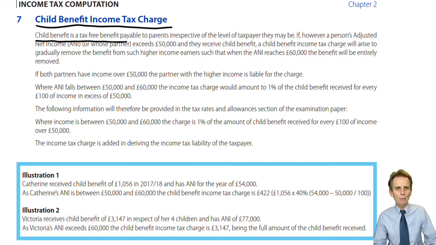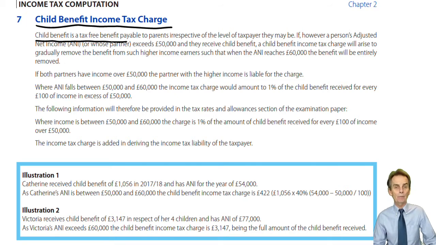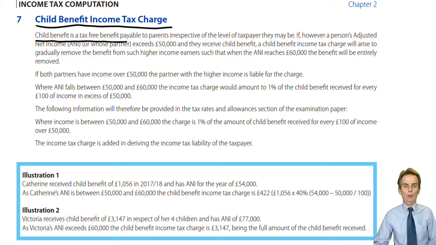But until relatively recent times, that was it. Whether you were a basic rate taxpayer, whether you were a higher rate or even an additional rate taxpayer, everybody got the same and it was an exempt benefit. What has now happened is, although the benefit itself will still be exempt, if we discover that we have an adjusted net income, a figure I'll remind you about in a moment, in excess of £50,000, then you start to lose the benefit of that state benefit in the form of a tax charge placed thereon, a figure that will be added in deriving the taxpayer's overall tax liability.